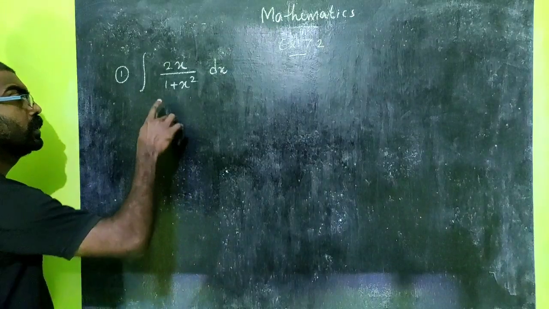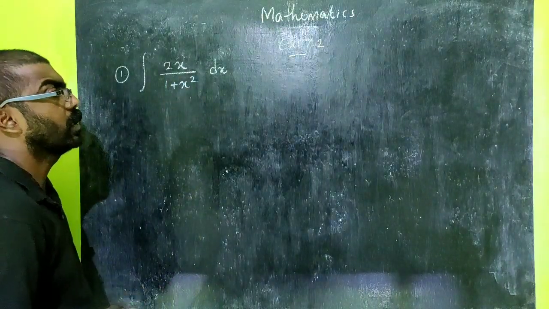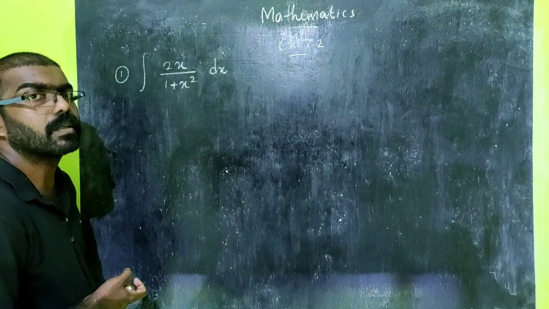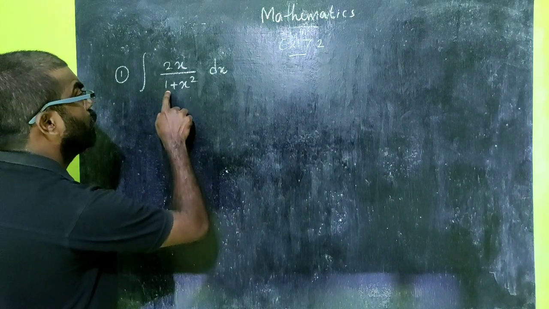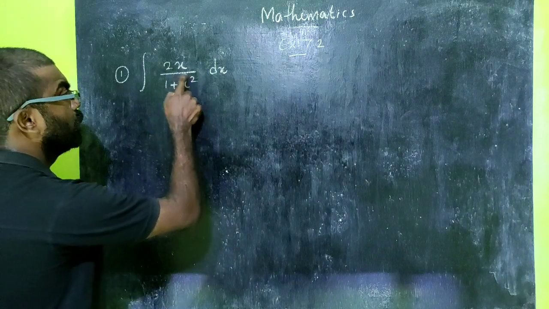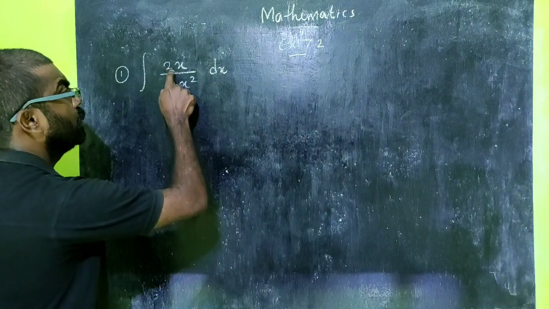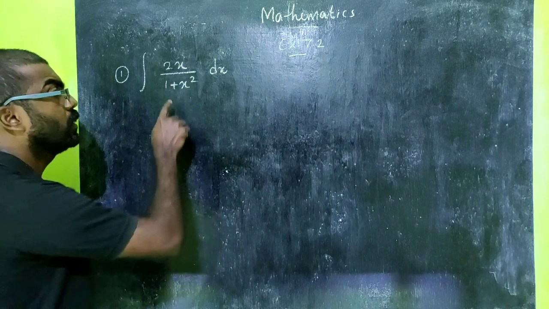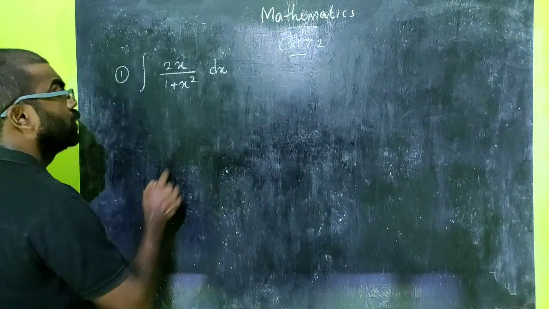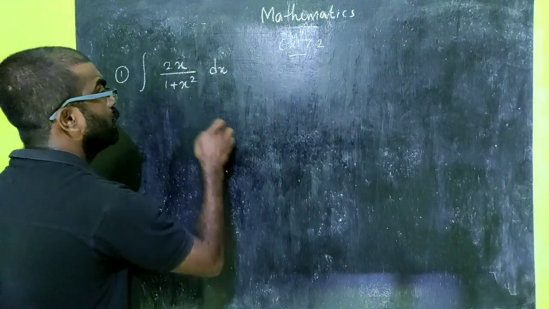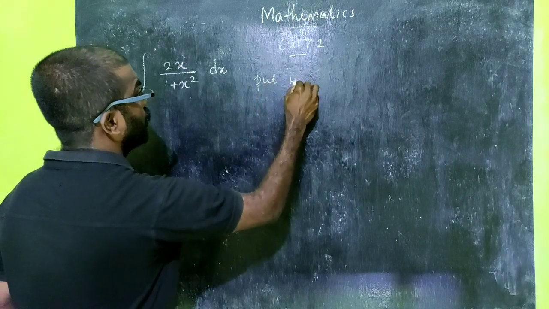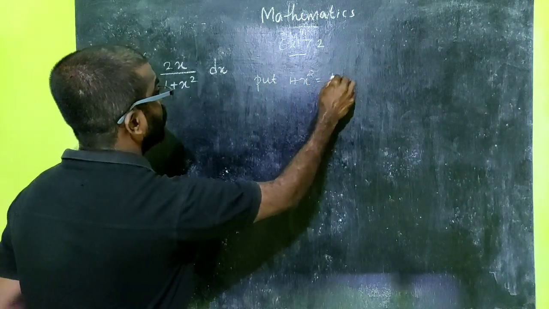Here the first question is integral 2x by 1 plus x square dx. Here we have no direct formula, so we go for substitution. Here the derivative of 1 plus x square is 2x. That means the derivative of denominator is in the numerator. Derivative of 1 is 0 and derivative of x square is 2x. So we can put the denominator as a new variable t. So put 1 plus x square is equal to t.